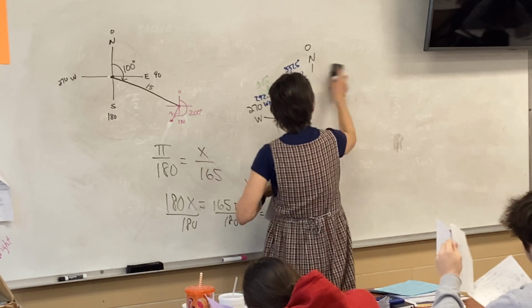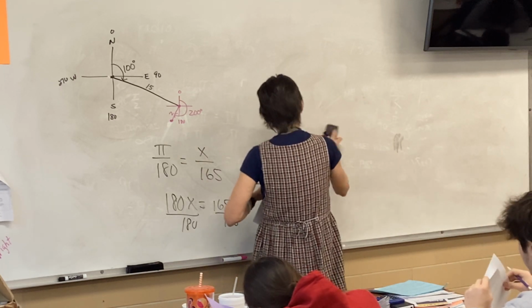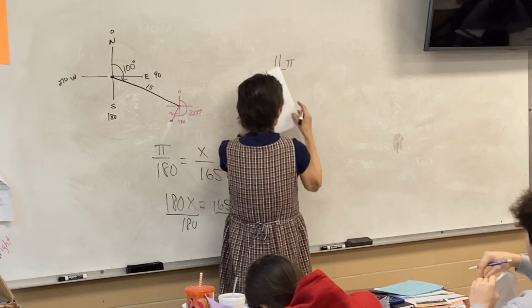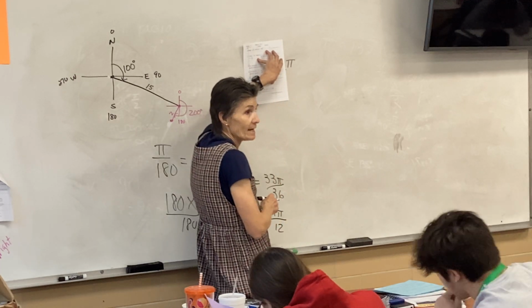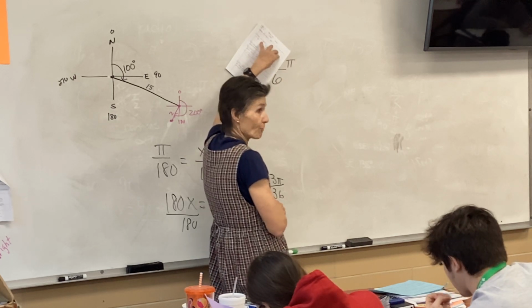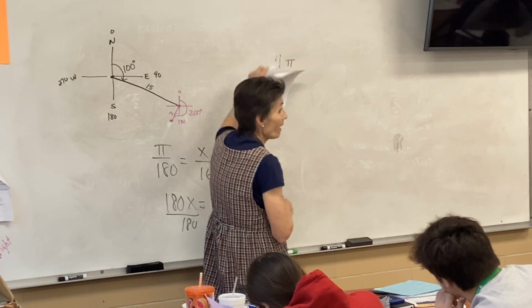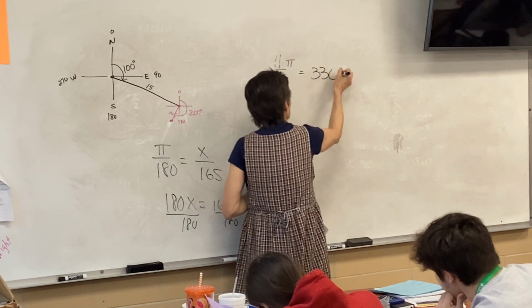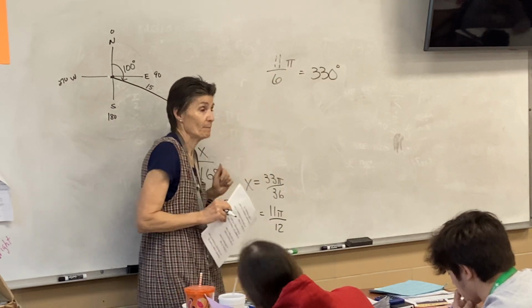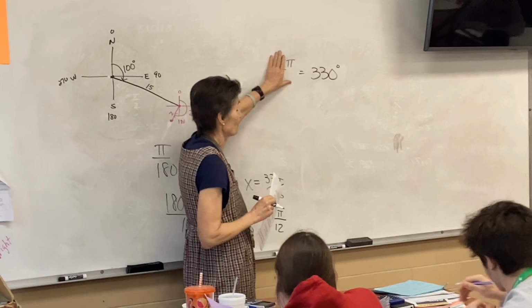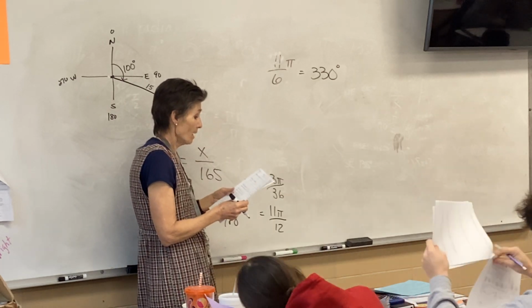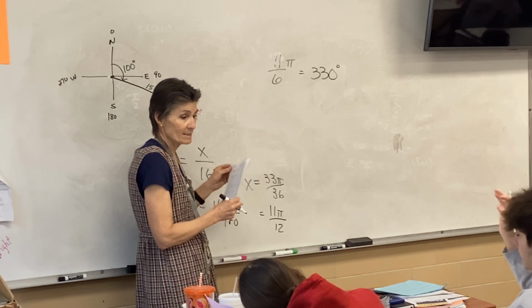All right, change into degrees. Well, the first one's super simple because what's pi? 180. So this is 11/6 pi, but pi is 180. 180 divided by 6 is 30, and 30 times 11 is 330. Now, if you have a calculator, you can just type in 11 times 180 divided by 6. If you don't have a calculator, you might consider doing the way I do it there because it's easy arithmetic.